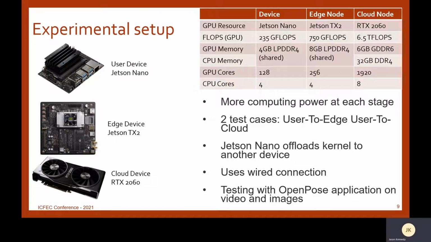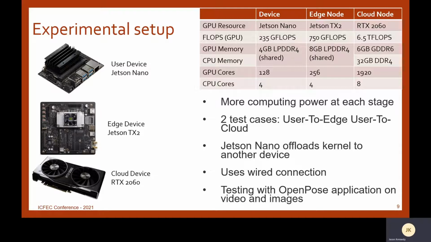The table at the top right shows some basic statistics about these devices. Key thing to take away is that the edge node is roughly twice as powerful as the user device, whereas the cloud is substantially more powerful. Within each test, the Jetson Nano or our user device will offload the kernels of the application to one of the devices, either at the edge or the cloud.